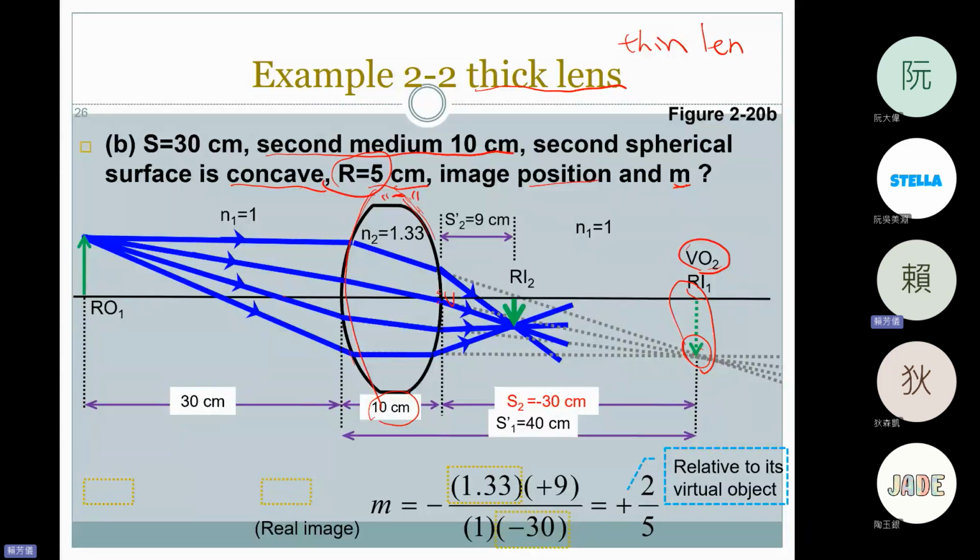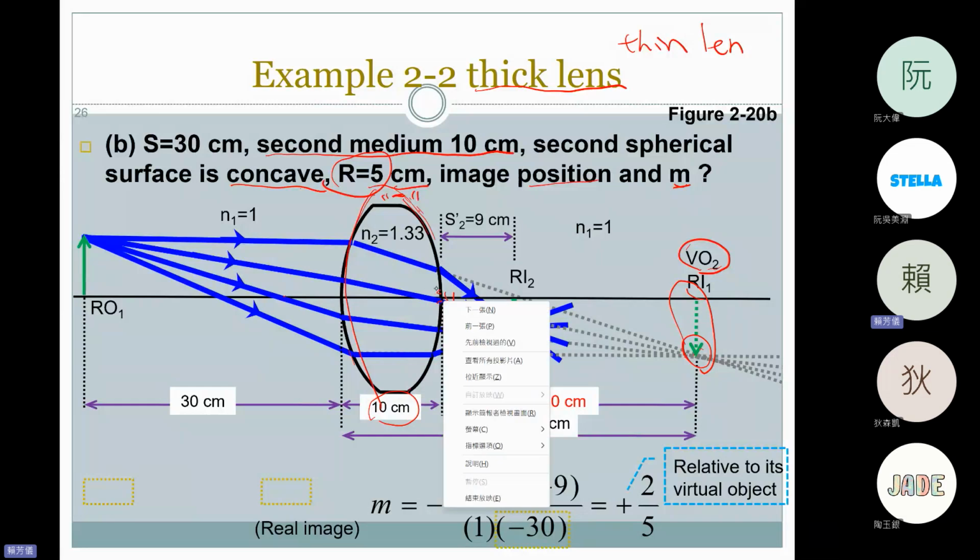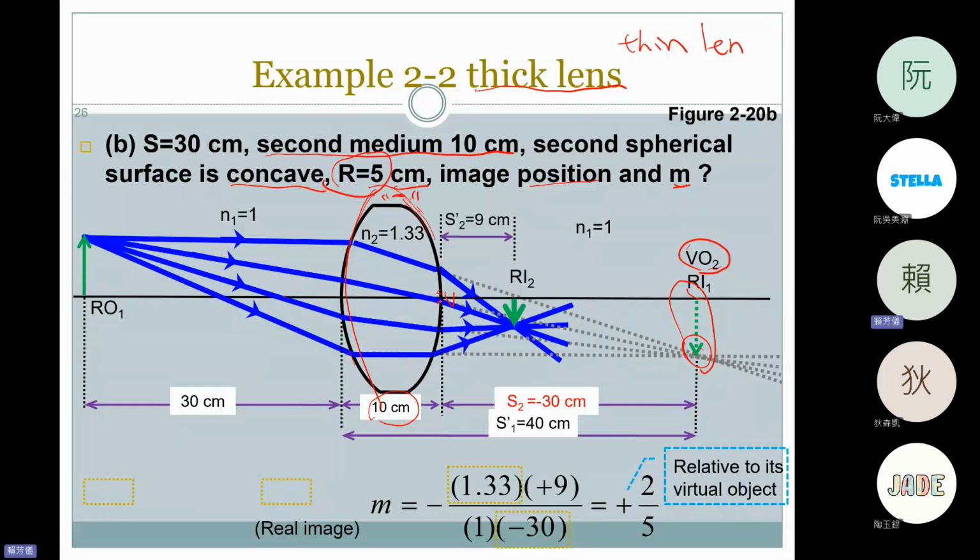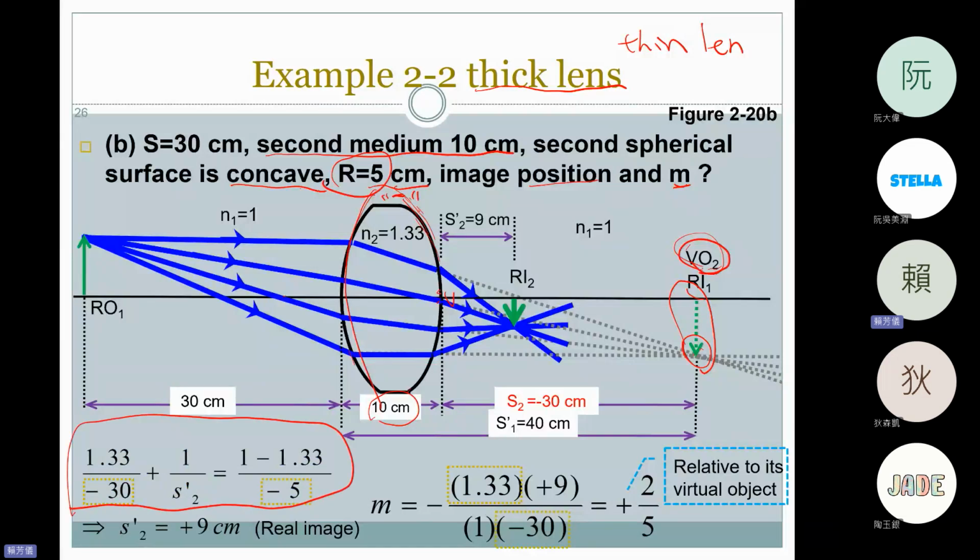And actually, because you add the second surface here, the light does not actually converge in this position. It converges in another position. Okay, so it will become a virtual object for the second surface. So now we can calculate using the same equation here. Okay, so the equation is n.